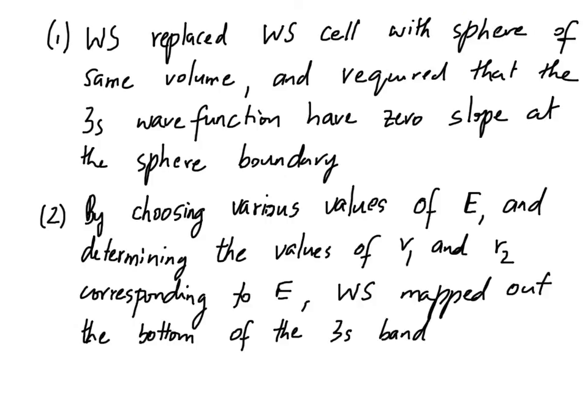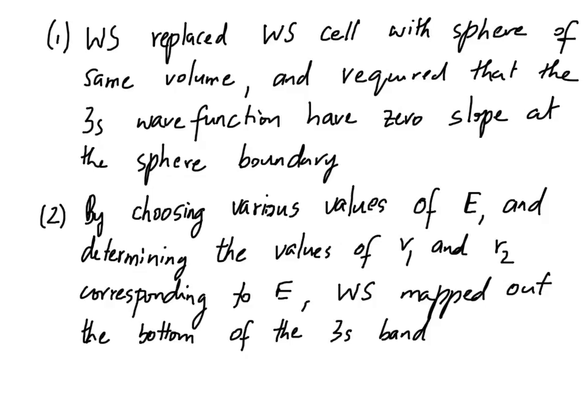And the second step was to choose various values of E, and for those specific values of E, they solved the radial Schrodinger's equation to determine the values of R1 and R2, the two radial points for which the wave function would have 0 slope. And once they determined R1 and R2, Wigner and Seitz were able to map out the bottom of the 3s band.